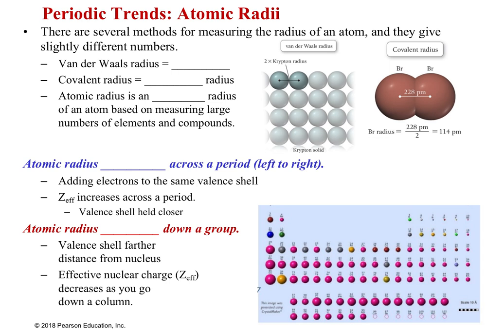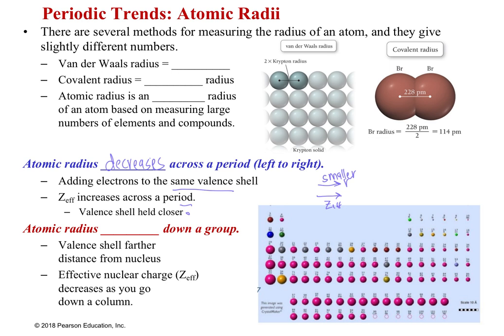Atomic radii is directly impacted by this, as we saw on the last slide. As our effective nuclear charge increases from left to right, our radius is going to get smaller. So atomic radius decreases as we go across, because we're adding electrons to the same valence shell, so we're increasing the effective nuclear charge just because we have a bigger magnet in the nucleus.